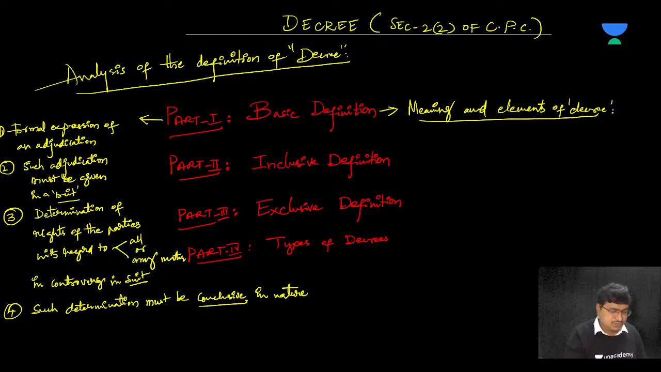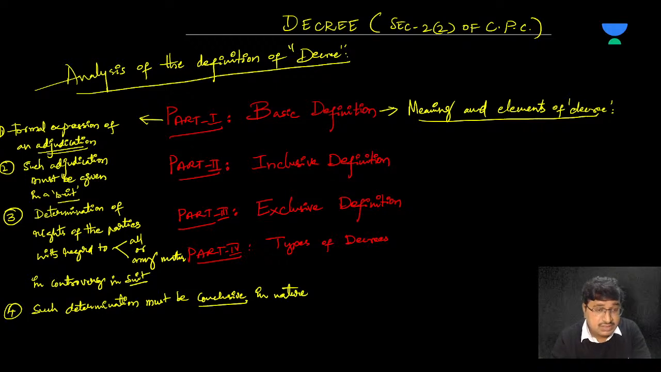In order to constitute a decree, friends, the dispute must have been settled by means of an adjudication. Here, the word adjudication literally means to settle the dispute judicially. Okay, it must be settled judicially by a judicial authority. Therefore, adjudication means a judicial adjudication. It must be decided by a judge. It must be decided by a court. Okay, it is the meaning.